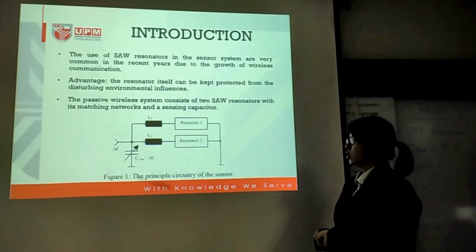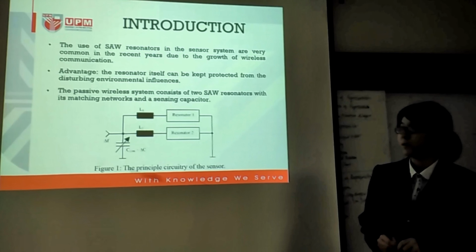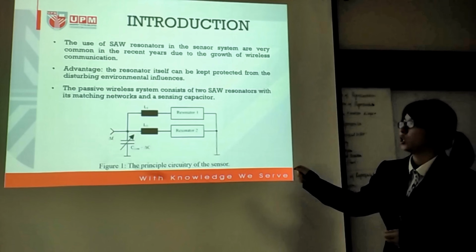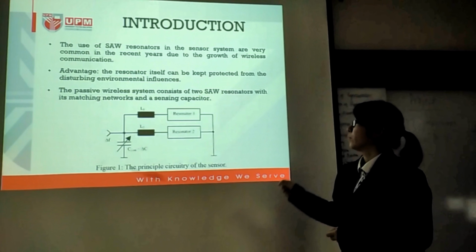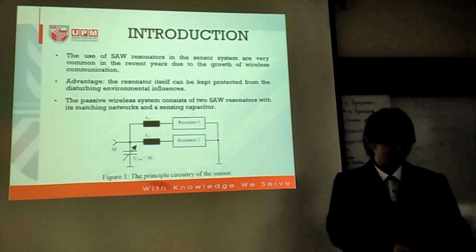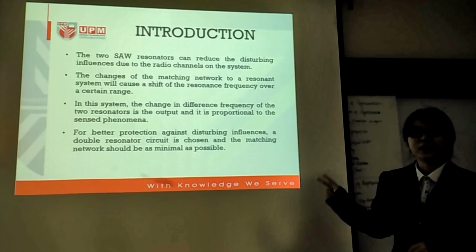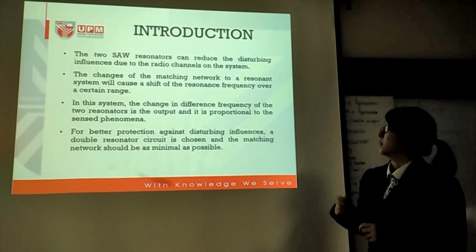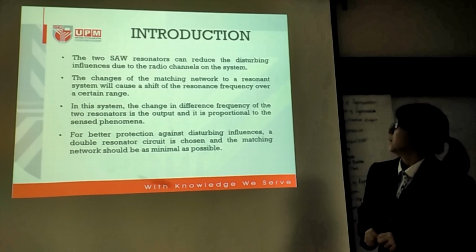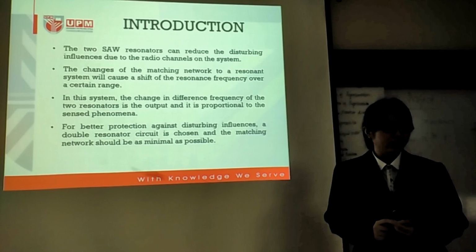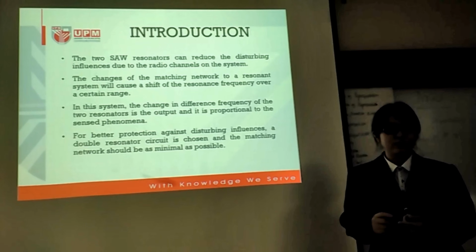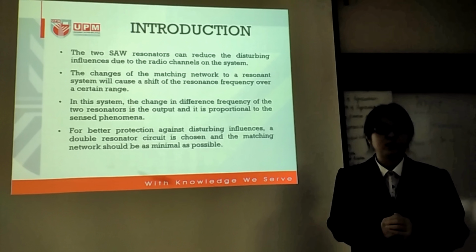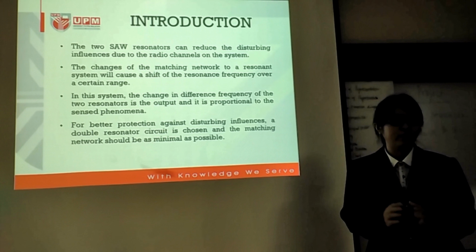From figure 1, it shows the principal circuitry of the sensor. As you can see, there are two resonators and the matching networks, which include two inductors, and there's a sensing capacitor. The two SAW resonators can reduce the disturbing influences due to the radio channels to the system, and then the changes on the matching network will cause a shift of the resonance frequency over a certain range. In the system, the output is the change in difference frequency of the two resonators.